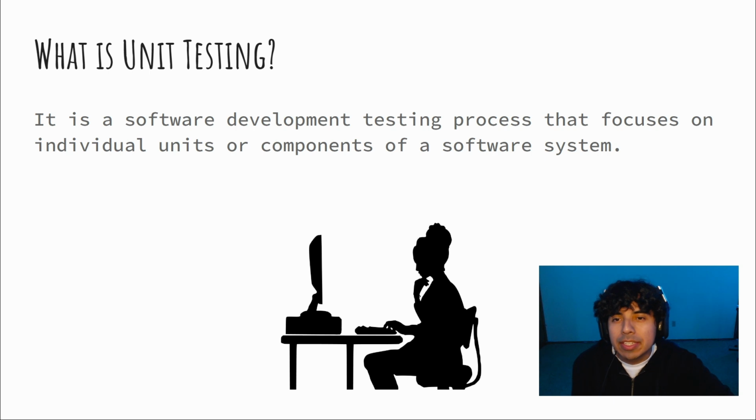Alright, so what is unit testing? Unit testing is an important step in the development process that focuses on individual units or components of a software system. If done correctly, it can help detect early flaws in code, which may be more difficult to find in later testing stages, all of which can make the development process seamless and less stressful for the developers.